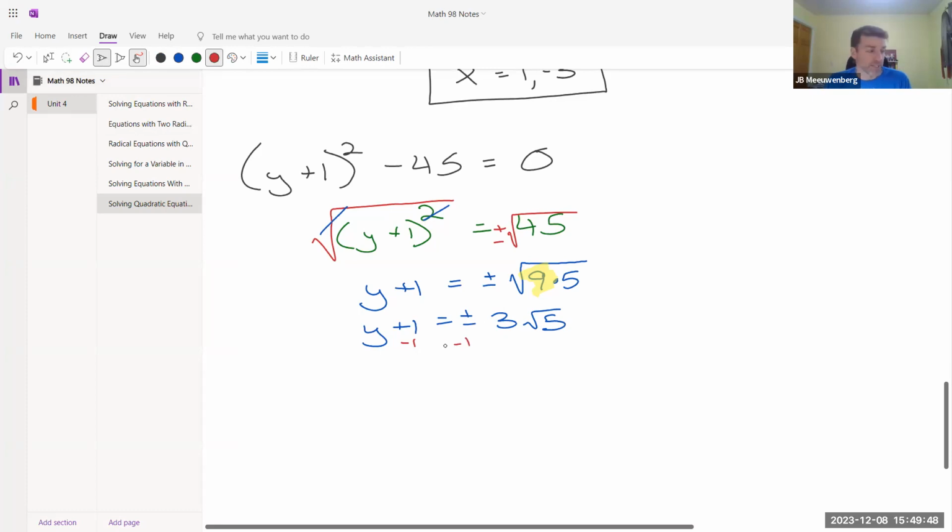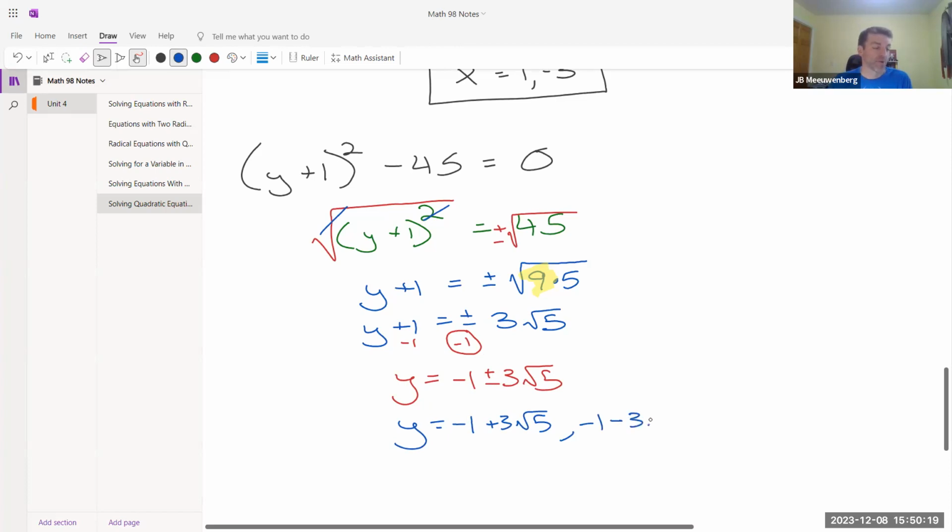Now, there are a couple ways to do this. Most often, we put these extra constants out here in front of the 3 radical 5 and in front of the plus or minus symbol instead of at the end. This is a common way to do it. -1 plus or minus 3 radical 5. Or if you separate them with commas, -1 plus 3 radical 5, comma, -1 minus 3 radical 5. Now again, this -1 could come at the end, but typically we do write it out front. And then we would have these two solutions.